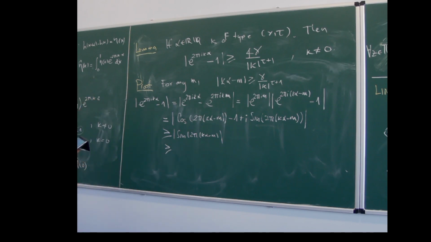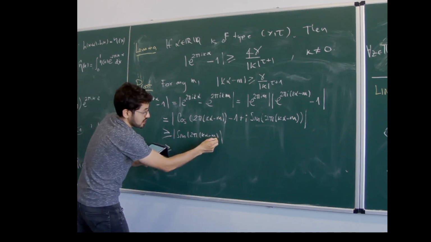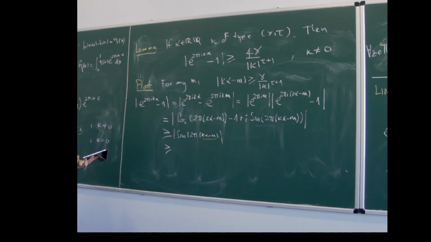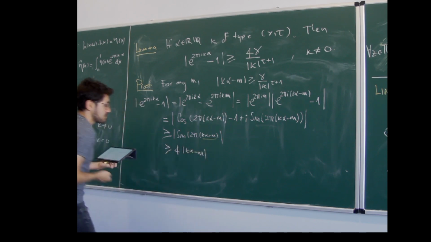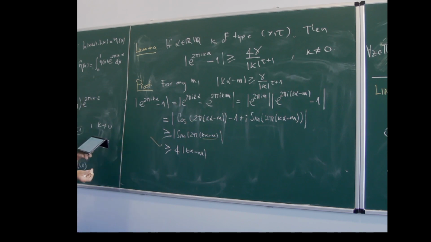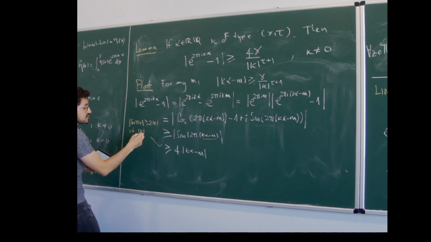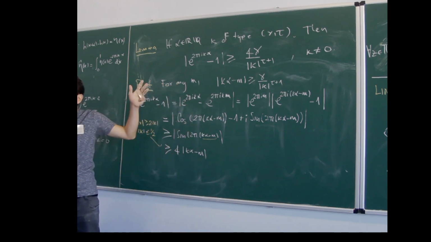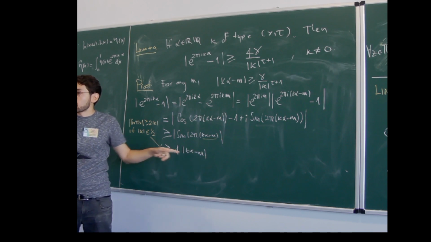And now, if I assume that I pick some m for which this is small, so I can say that this is bigger or equal than 4 times k alpha minus m. So here this is because sine of pi x is bigger or equal than 2 times x if x is smaller or equal than 1/2. So again, until here m was not fixed, the only thing is I pick it so that this is small. I can always pick it so that this is smaller than 1/2.